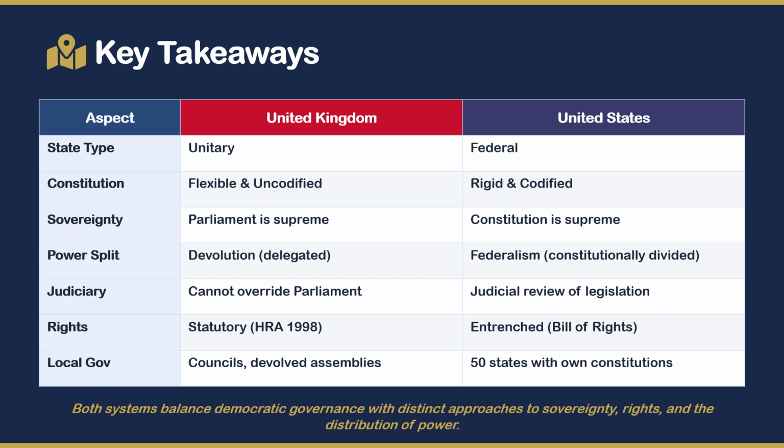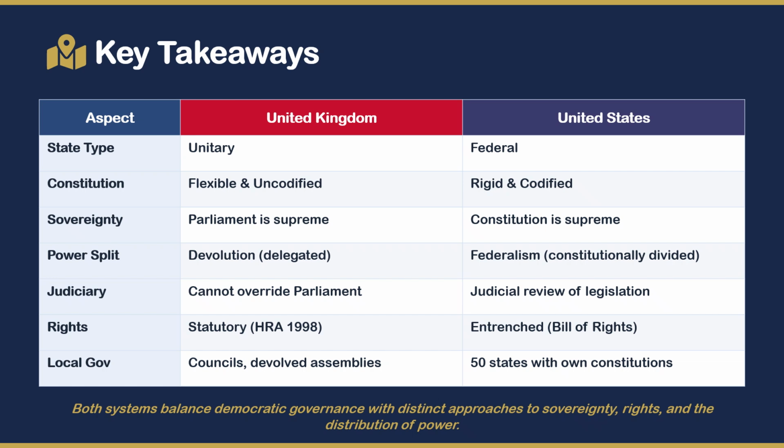In the United Kingdom, there is devolution of power. The central government delegates power to the local governments. On the other hand, in the United States, there is division of power. The Constitution divided power between the central government and the state governments.